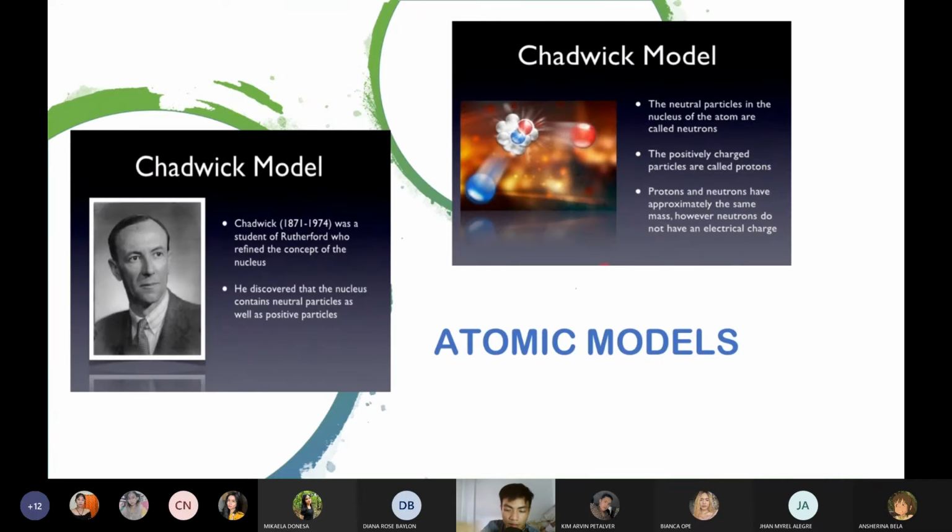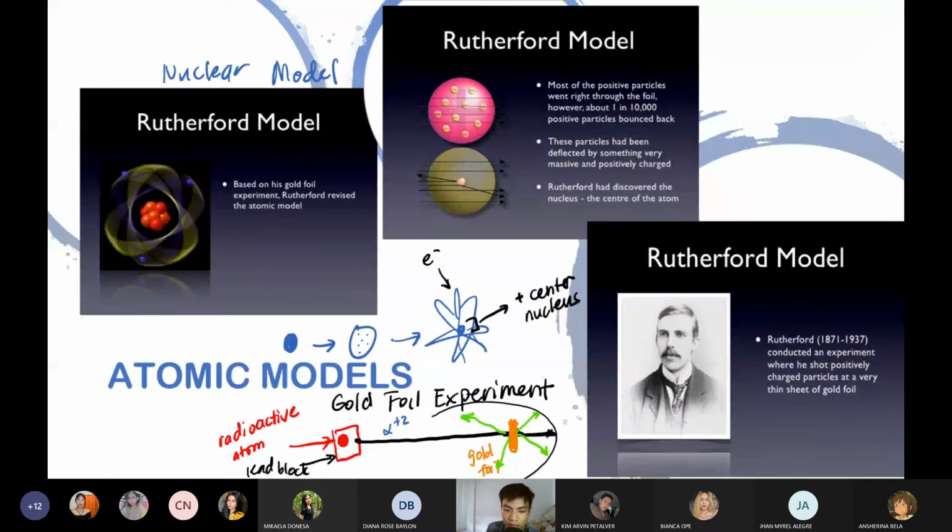And then later experimentation, yung mga later experiments, no, done by future scientists, for example si Chadwick, no, doon nila nalaman na yung nucleus ay composed pa pala ng different particles, no. So si Chadwick, ang pinaka summary ng ginawa niya lang is that he investigated on Rutherford model.